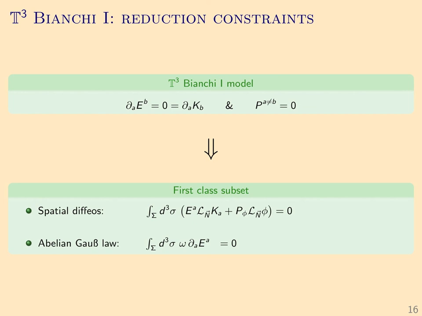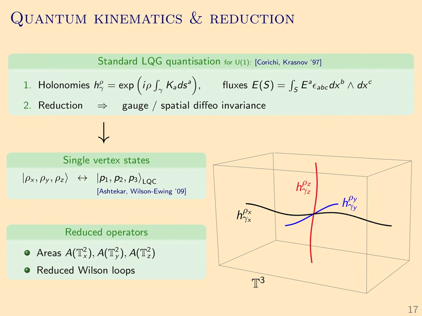Okay. So with these variables and these reduction constraints, let us continue to the next slide, slide number 17, where we discuss reduction in quantum kinematics now. So again, we just perform a standard loop quantum gravity quantization, this time with abelian gauge group. If you want to look at an early account of this in the literature, you can, for example, look at a 97 paper of Kurichi and Krasnov, where this is done for gauge group U1 and brought in the context of charge quantization for Maxwell theory.